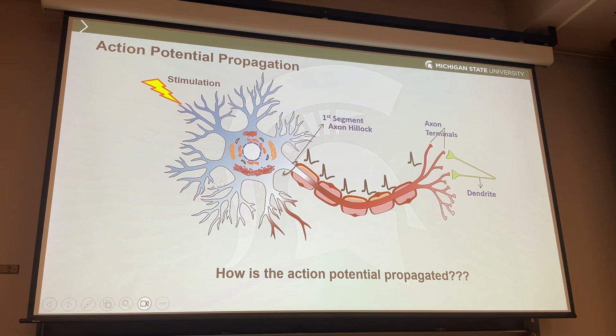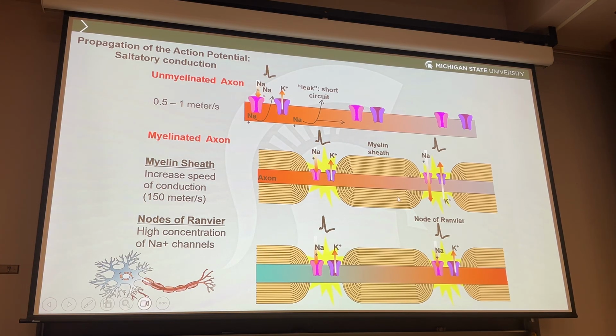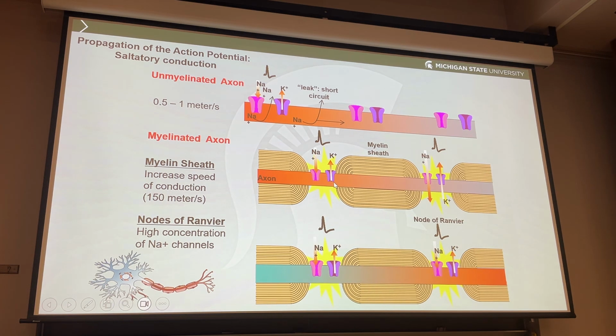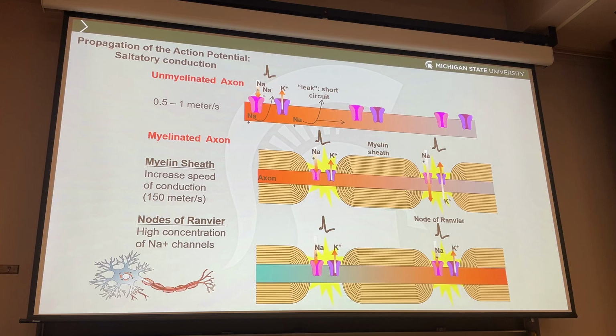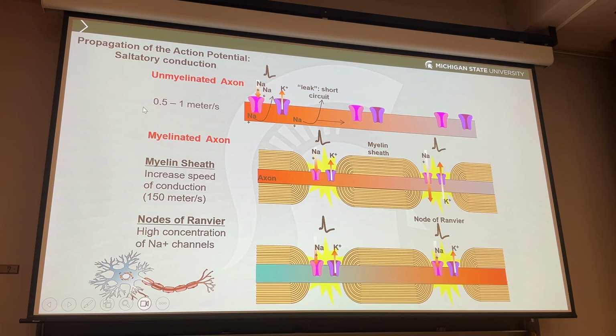So again, this happens once we're stimulating our dendritic ends. This happens all the way down the axon to the end of the terminal. How this happens is through the work of these channels all the way down the axon, and as stated before, if we have these highly specialized myelin sheaths, it will cause a much more rapid transmission of this action potential down the axon. So as this shows, an unmyelinated axon has a flux of about 0.5 to 1 meter per second in terms of how quickly this will happen.